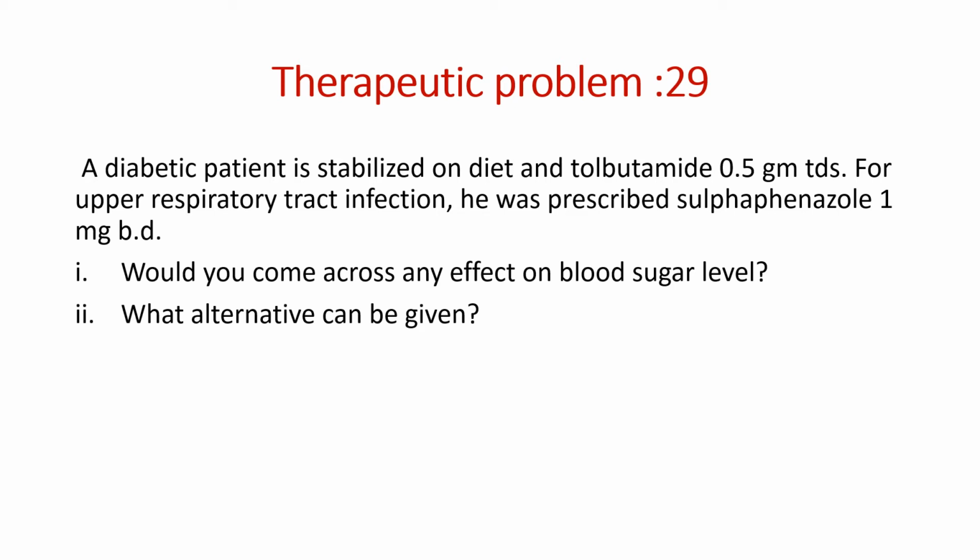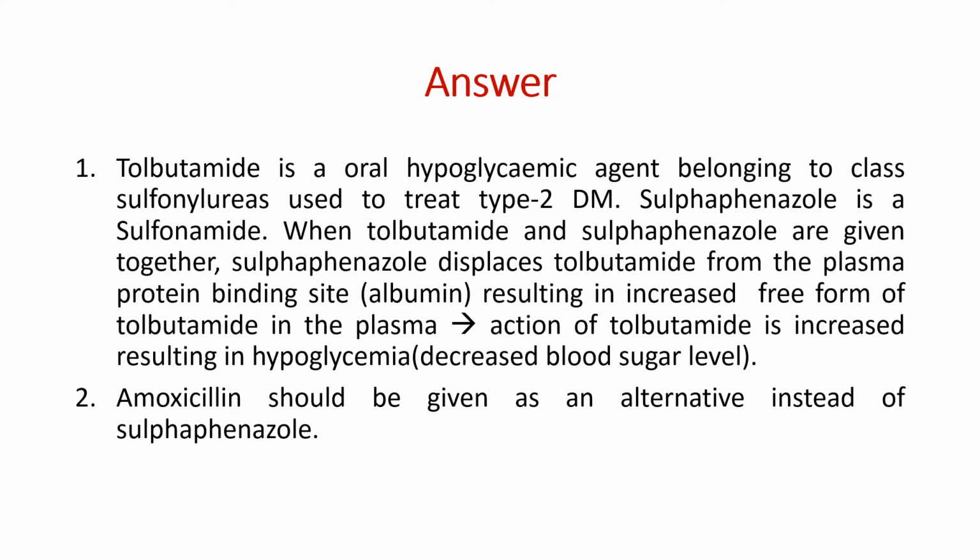Okay, here the patient was taking tolbutamide and sulfaconazole. Tolbutamide is an oral hypoglycemic agent belonging to the class sulfonylureas, and sulfaconazole is a sulfonamide. Now this problem is mainly related to the displacement reaction, which we will see now. Okay, the answer is the first one, that is tolbutamide.